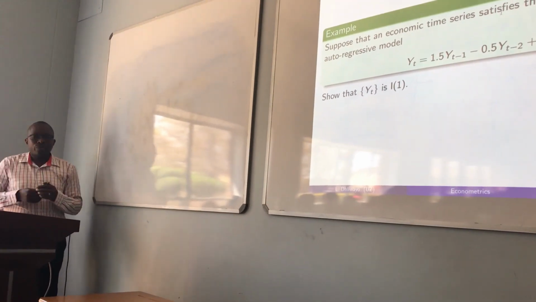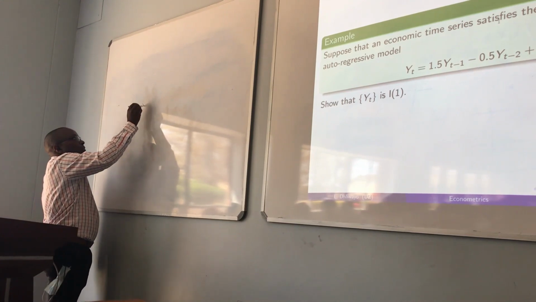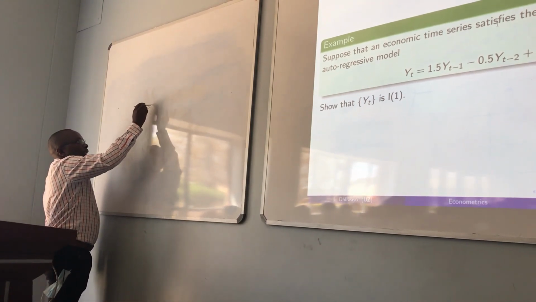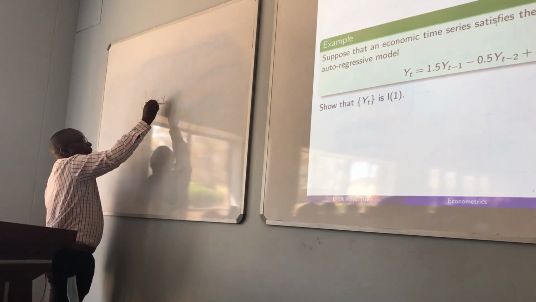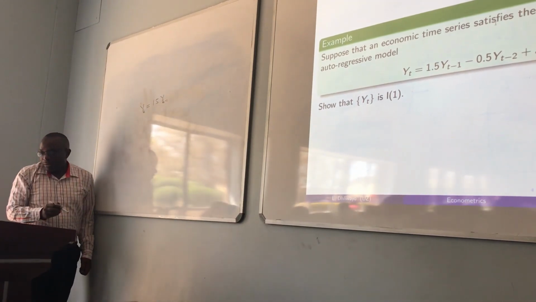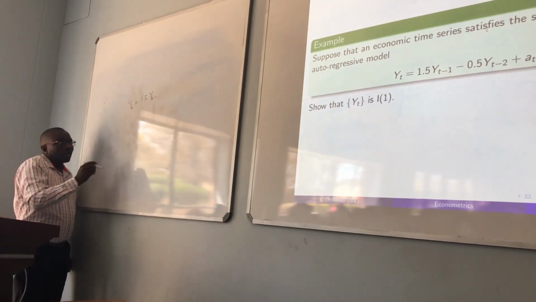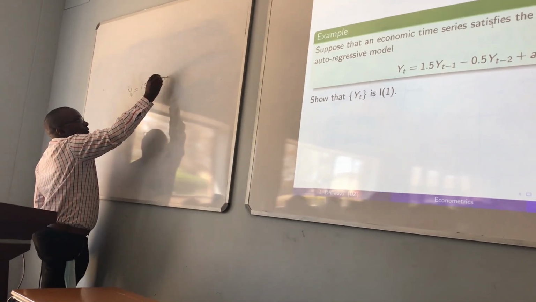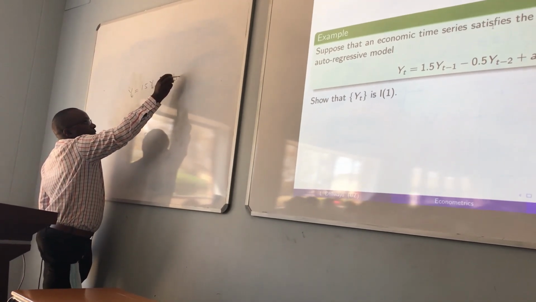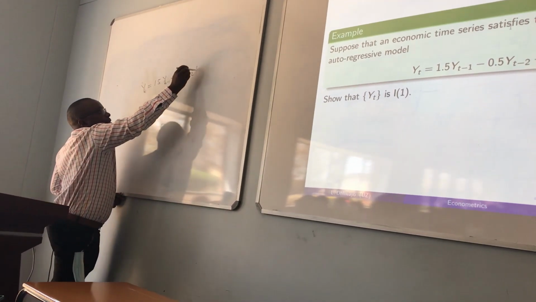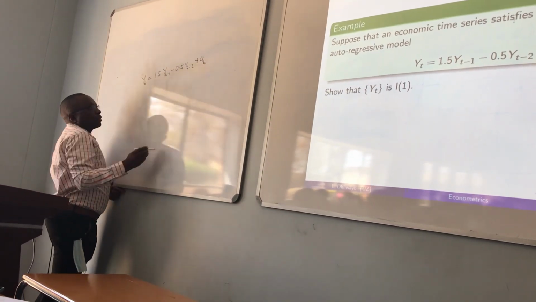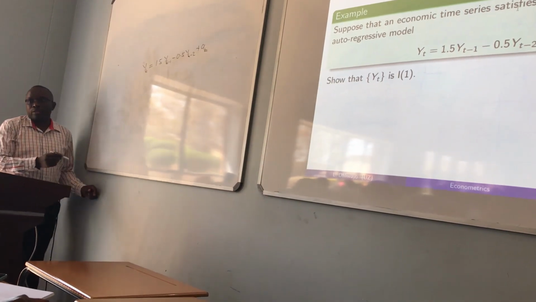So what do we do? Yt is equal to 1.5 Yt-1 minus 0.5 Yt-2 plus At. You still remember that the At is what? White noise.